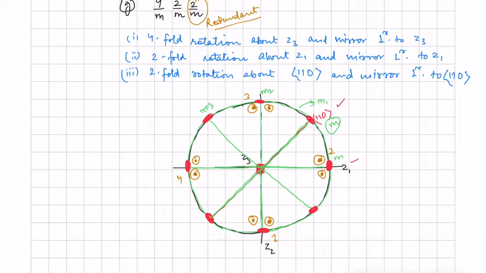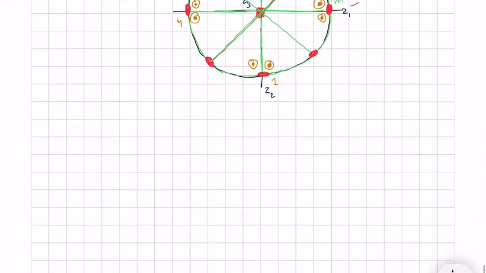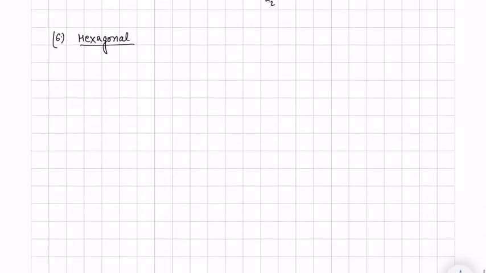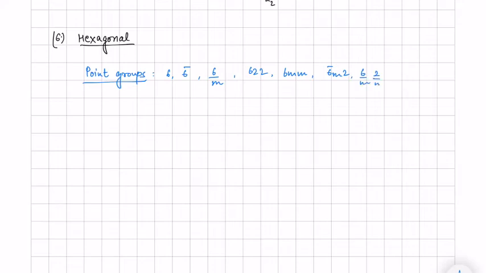Now, let us move to the hexagonal crystal system, sixth crystal system, that is hexagonal. So, what are the point groups in hexagonal crystal system? We have 6, 6 bar, 6 by m, 622, 6 mm, 6 bar m2, 6 by m, 2 by m, 2 by m. So we have total 7 point groups again.